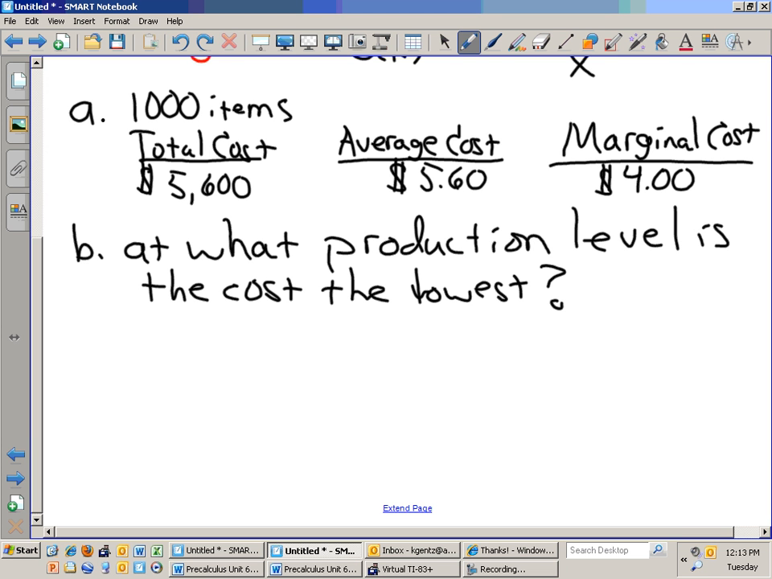Second question, at what production level is the average cost the lowest? So you may say, well, we'll just continue to produce 1 billion items. Well, they're saying that there's some spot where you minimize that average cost. And that's a difficult question. That's why we went through the previous stuff.